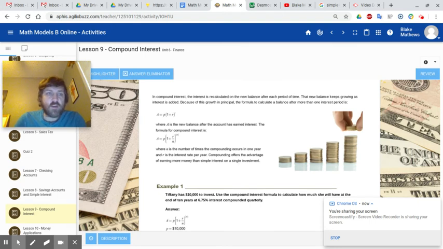Compound interest is different than simple interest in that it's calculated more than once over the course of a year. It might be done quarterly or monthly or weekly or daily. And the more that interest is compounded, the more money the account will make. So instead of just making that interest one time, it does it over and over again every so often. And so in the problem, we're going to have additional input.